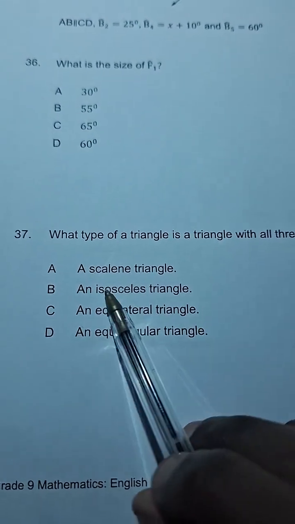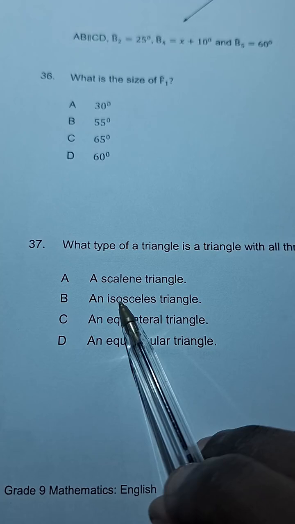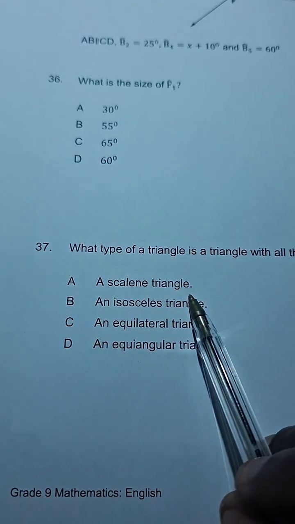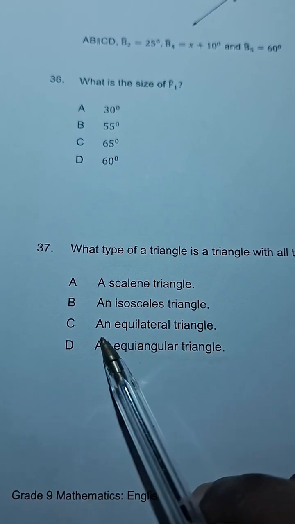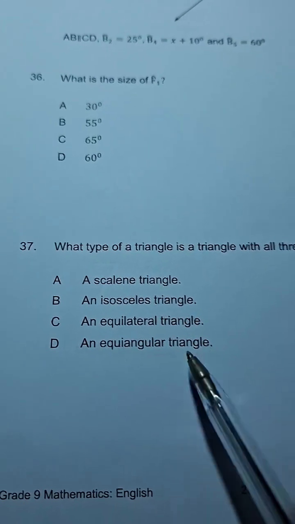It's not an isosceles, because an isosceles triangle has two angles equal. A scalene has none of the sides equal, or none of the angles equal. Equilateral, it is C. Equilateral triangle.